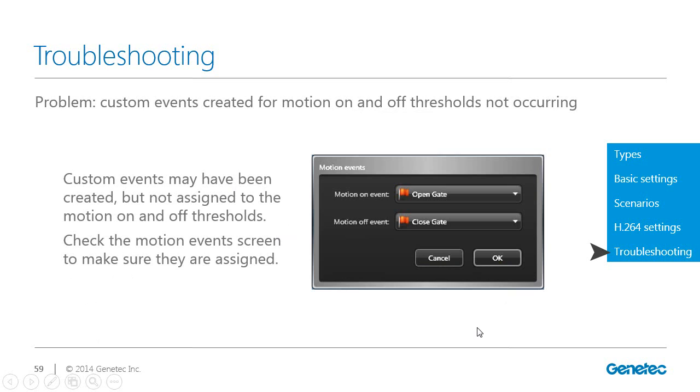Another problem we see is that we have our custom events created for the motion on and off thresholds, but they're not actually occurring. So the main thing here is to make sure that the events have been assigned to the motion on and off thresholds. Creating the custom events isn't enough, or they may not have been saved. So just go back to the events button next to the thresholds, and make sure we do have the right ones assigned to the motion on and to the motion off events.